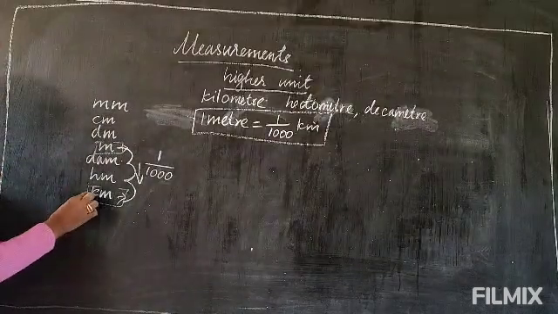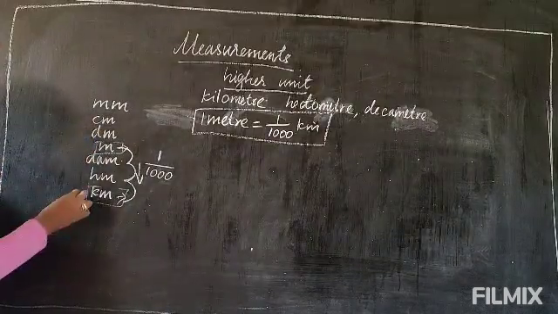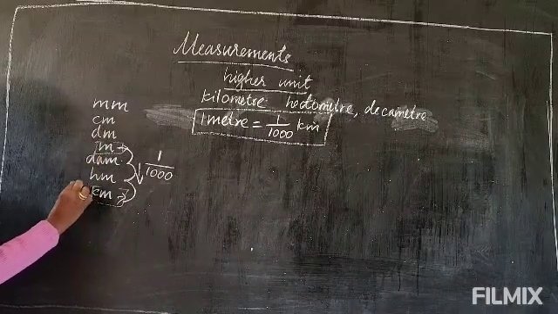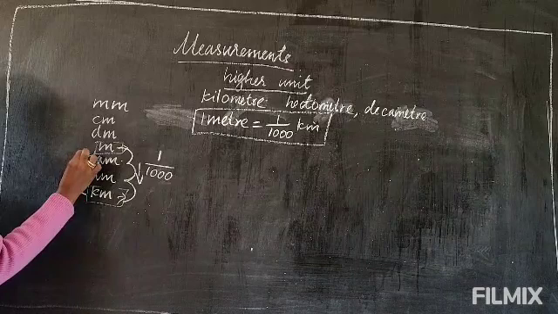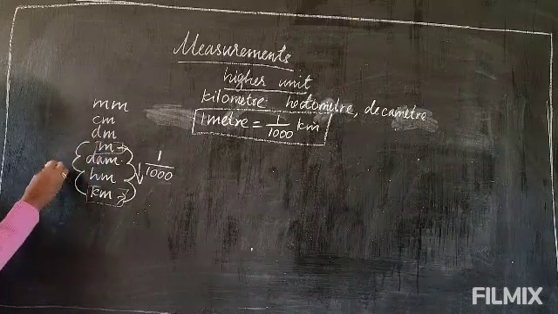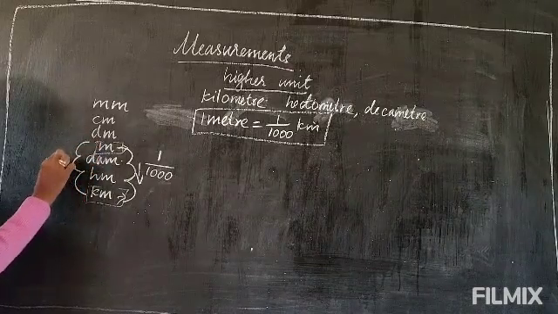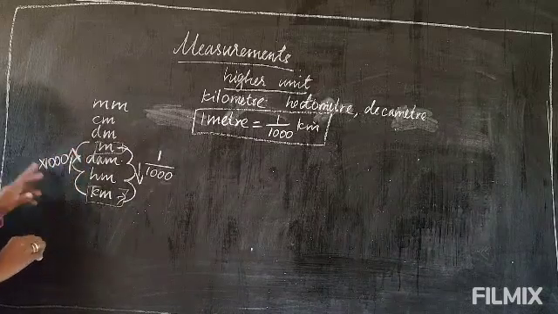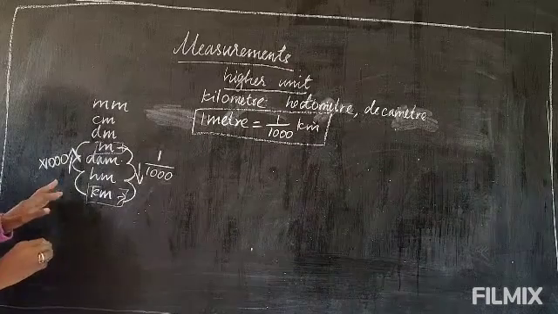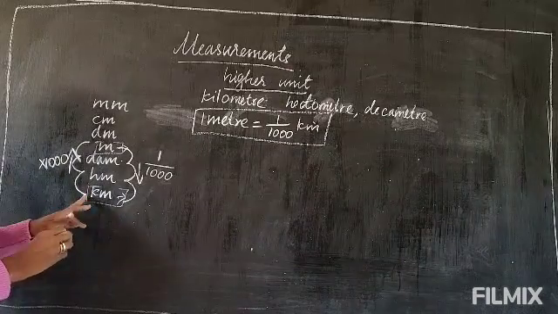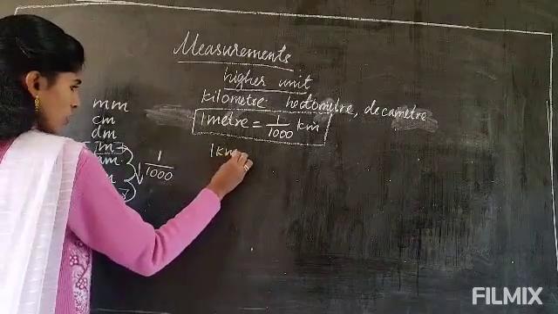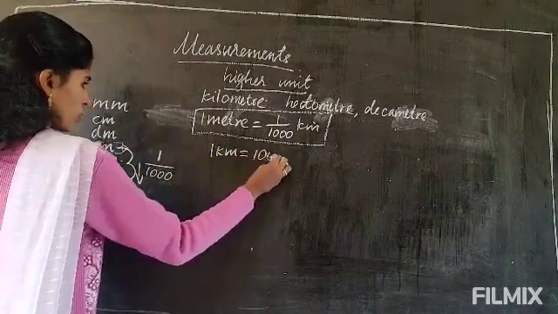Now let's see from kilometer to meter, how to go from the higher unit to the lower unit. Here also, how many steps? 1, 2, 3. Three steps we are going. So three zeros. Since we are going upward, it is multiplied. It's just 1000. From kilometer to meter we went, so we start from kilometer: 1 kilometer equal to 1000 meter.